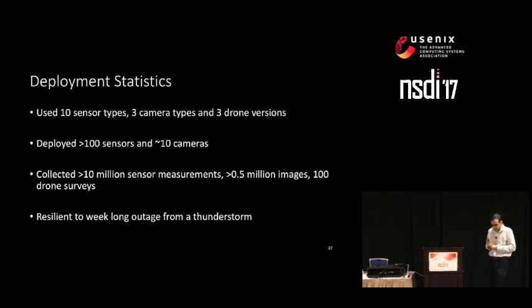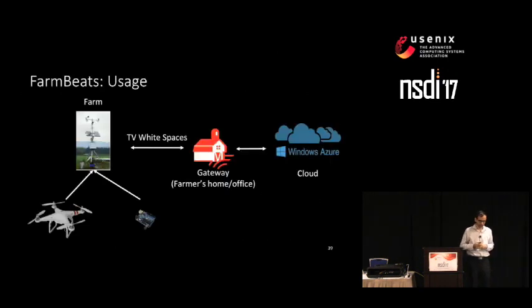One of the most interesting aspects of our deployment was that in one of the weeks, the cloud connectivity broke down because of a thunderstorm. And the system was still functioning for the farmer. The farmer did not have any perceived delays, which is cool, right? That's what we wanted to do.